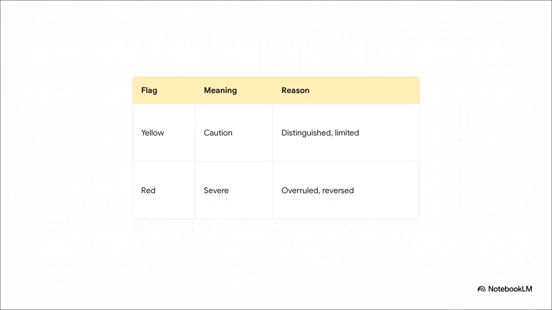This breakdown really highlights the difference. Notice how a yellow flag just means caution. The case hasn't been completely overruled, but a subsequent court might have looked at it and said, hey, this reasoning doesn't apply to these slightly different facts. And that is exactly what distinguished means. But a red flag, that means explicitly overruled or reversed. You absolutely must stop and reassess immediately.